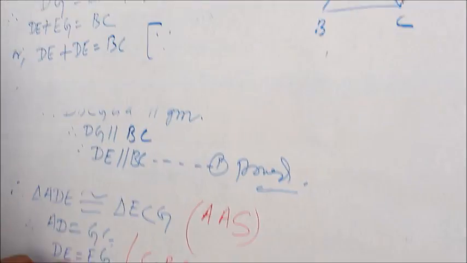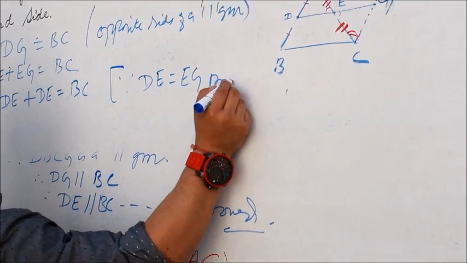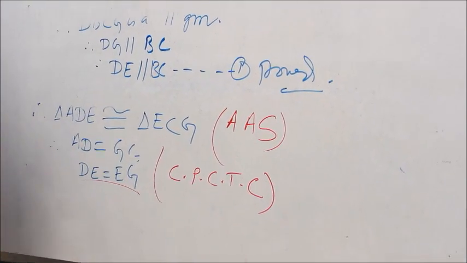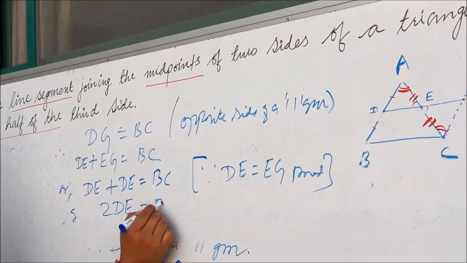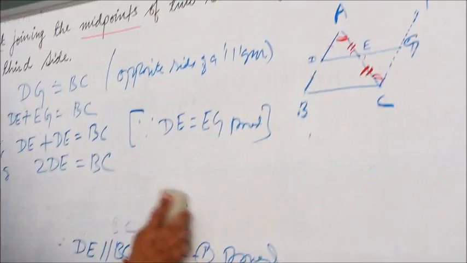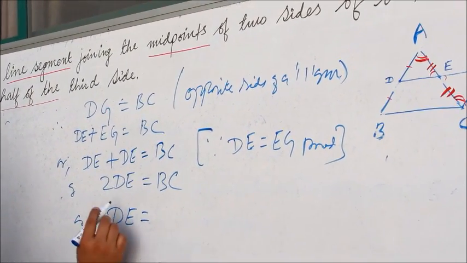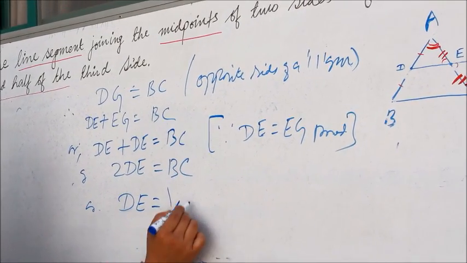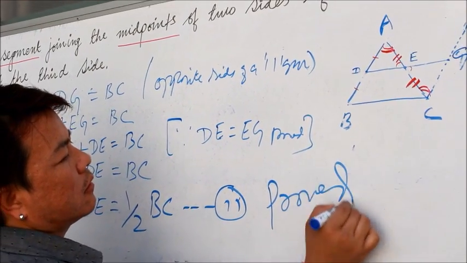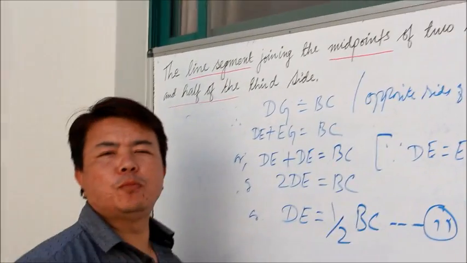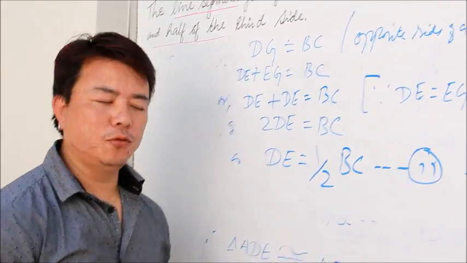Since what is proved here? DE is equal to EG, proved before. I show you here, it is already proved. Okay, now DE plus DE is 2DE, equal to BC. Or DE is equal to half BC. This is number two proved. So this is the midpoint theorem. Hope you got it clear. Next time we'll come with the converse of the midpoint theorem. Thank you.